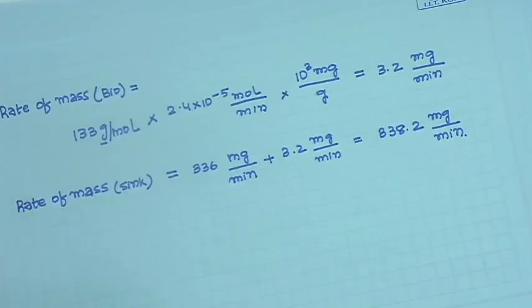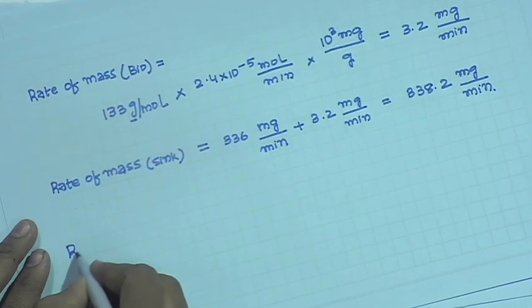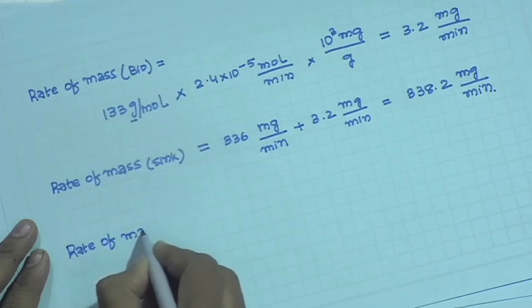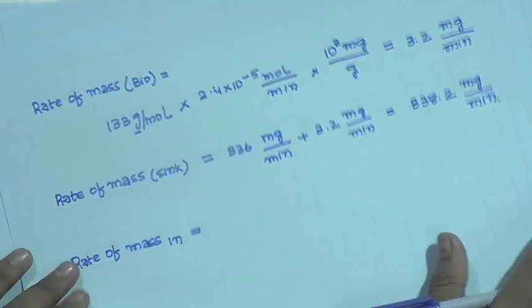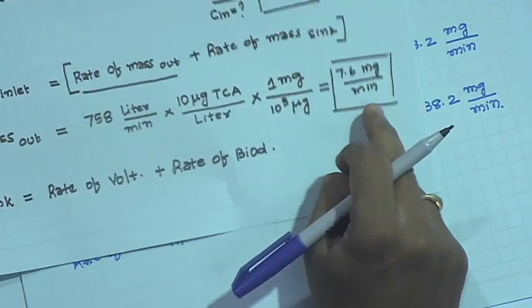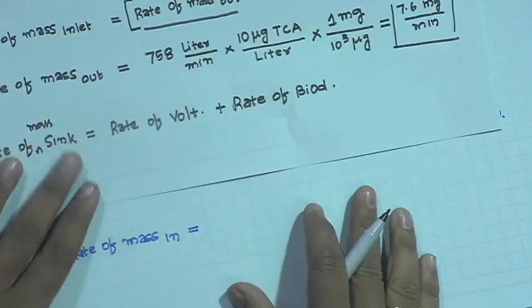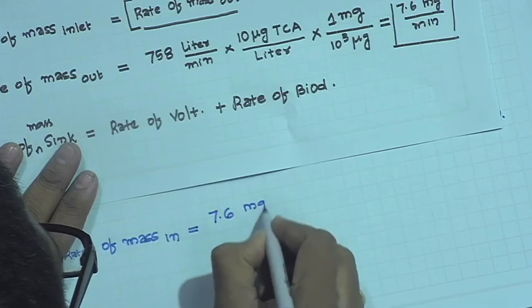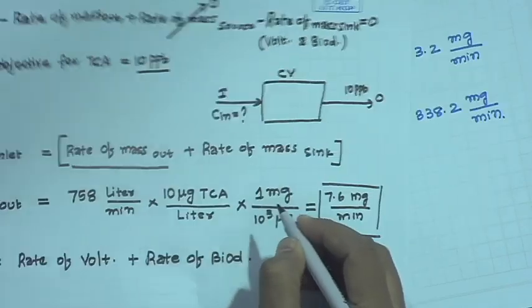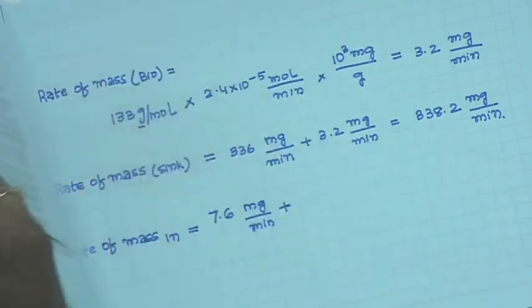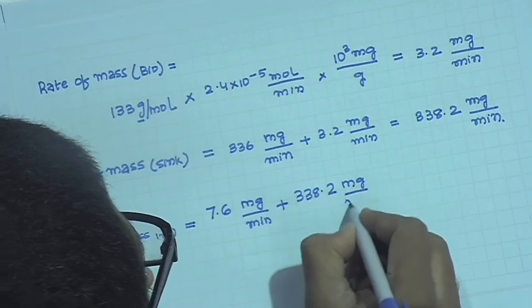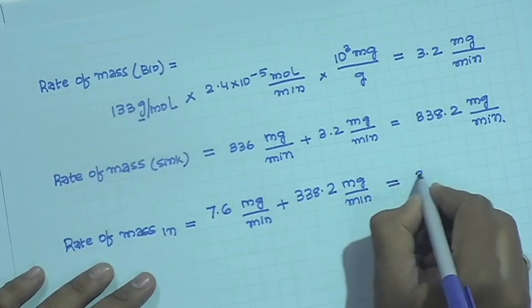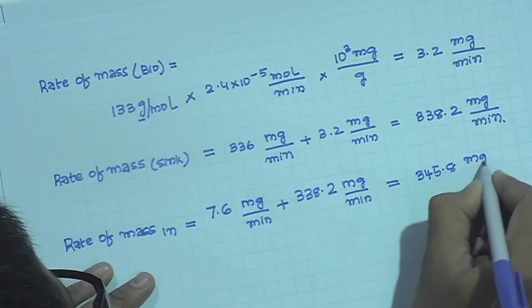Now we have to calculate the concentration at the inlet. For this we will go back to the initial things. The rate of mass in is equal to the rate of mass coming from the outlet, which was calculated in the initial stages as 7.6 milligram per minute, plus the rate of mass sink, which has been calculated as 338.2 milligram per minute. So totally it reaches 345.8 milligram per minute.